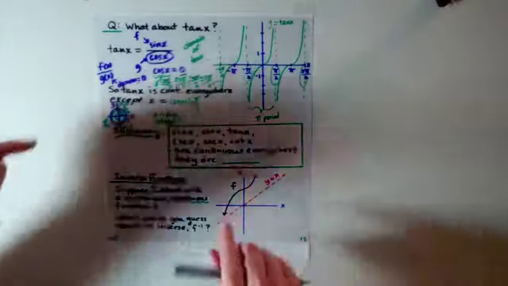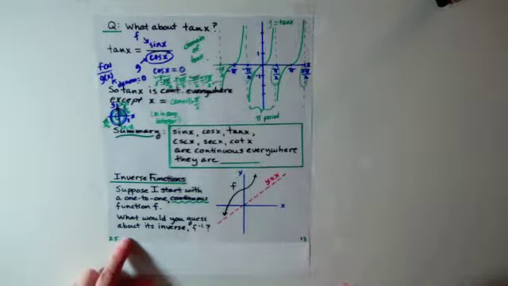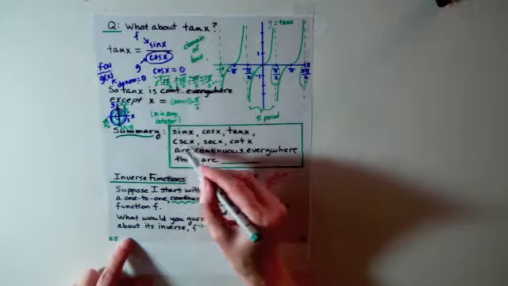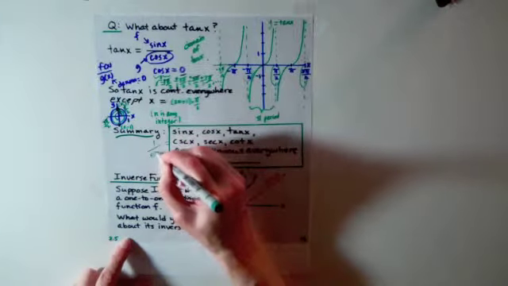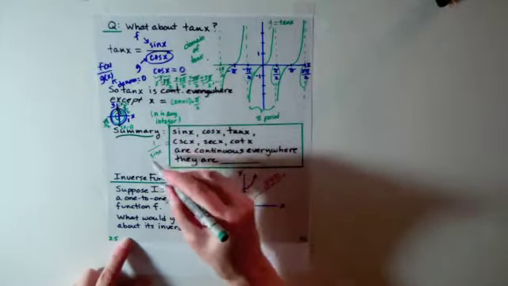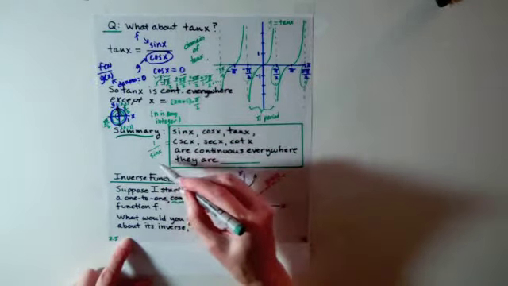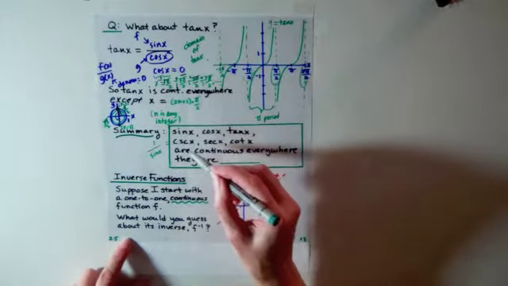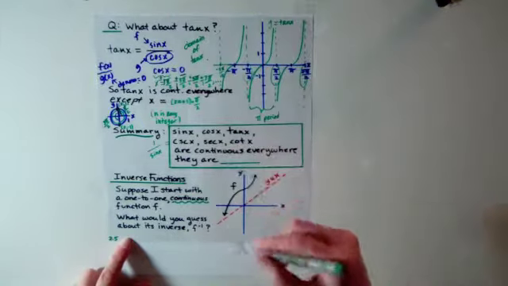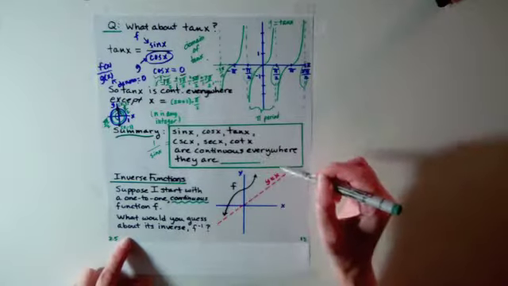So we can use an argument similar to this for all of the other trig functions because they are all quotients of cosine and sine. For example, cosecant of x, you might remember, is equal to 1 divided by sine x. And since sine x is continuous everywhere, cosecant x will be continuous everywhere except where the denominator is 0. So cosecant x will be continuous everywhere that it is defined. Similarly, for secant x, it's 1 over cosine x, and cotangent x, which is cosine x over sine x.